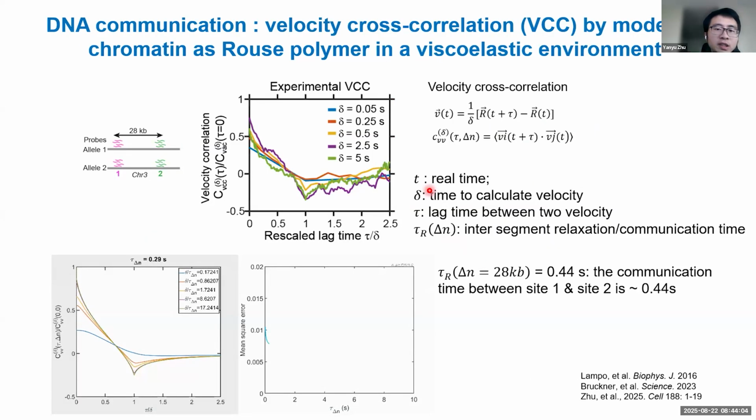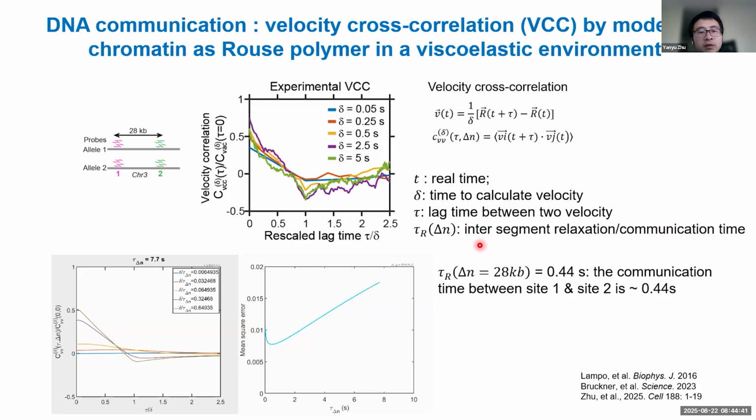So what we are using is velocity cross-correlation. Basically, this is a correlation like before, but it is not the autocorrelation. It's a correlation between two different sites. And then we use a theoretical Rouse polymer model in a viscoelastic environment, and use this theoretical VCC curve to compare with our experimental VCC curve and extract the Rouse relaxation time, or you can think of it as a DNA communication time between two sites.